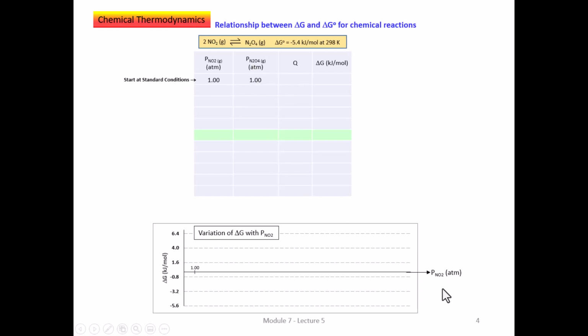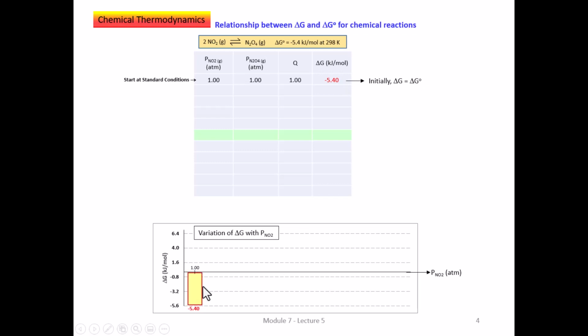And down here on this graph, you'll notice on the x-axis is partial pressure of NO2. Partial pressure of NO2 up here is 1, so I've marked it here. We'll calculate Q, which we know is 1. And we know that the actual delta G is minus 5.4 kilojoules per mole here. And this is just a rehash of the fact that initially, if we start at standard conditions, the delta G is actually equal to the standard delta G of minus 5.4 kilojoules per mole.